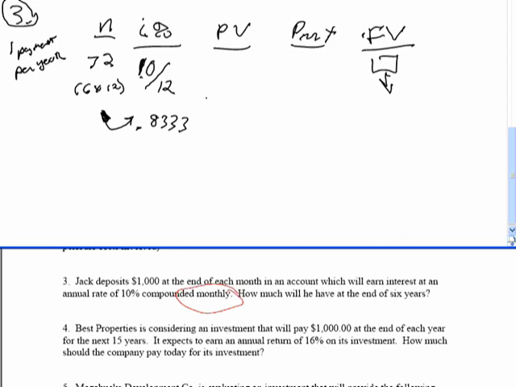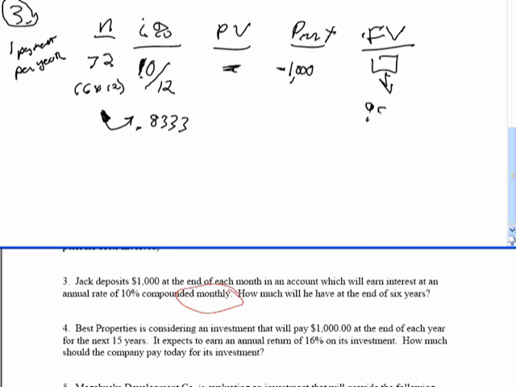What's PV going to be? Well, PV is 0 or empty in this case, so make sure that's clear. Payment. Okay, the payment is 1,000. I'm going to make it a negative because that's money going out of the subject's pocket, right? Jack's going to deposit. That's a cash flow out. So I'm going to leave it as a negative. And then compute or solve for a future value.